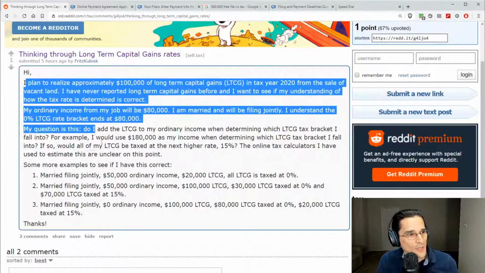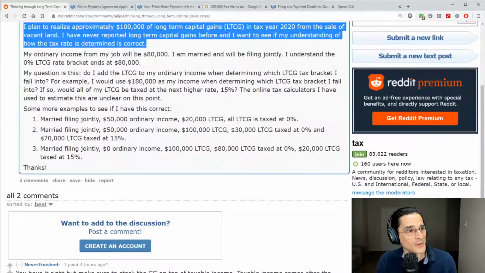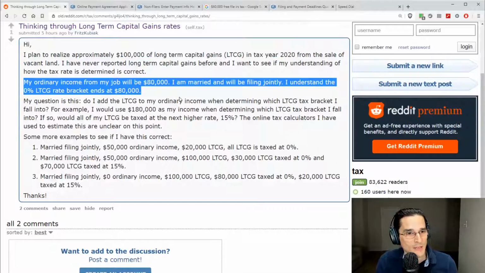I plan to realize approximately $100,000 of long-term capital gains in tax year 2020 from the sale of vacant land. I've never reported long-term capital gains before, and I want to see if my understanding of how the tax rate is determined is correct. My ordinary income from my job will be $80,000. I'm married and will be filing jointly. I understand the 0% long-term capital gains bracket ends at $80,000.